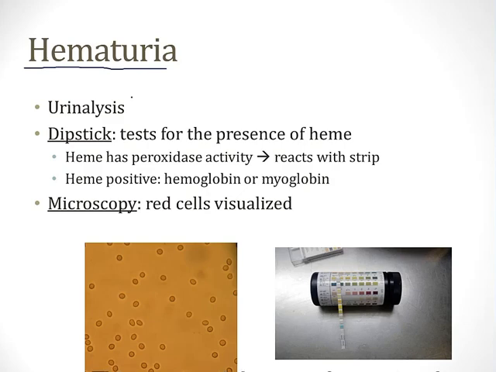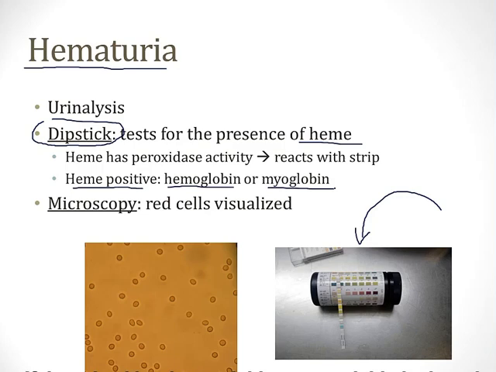There are two urine tests that are used to identify the presence of red cells in the urine. The first one is the urine dipstick test. The urine dipstick test involves taking a standard urine dipstick strip and dipping it in a sample of urine. It will detect a number of substances in the urine, including the presence of heme. Heme has peroxidase activity. It will react with the strip, so the dipstick test will be heme positive if there is either hemoglobin or myoglobin in the urine. Usually when this test is positive, it means there's blood in the urine. However, it can also be positive in rhabdomyolysis when there is myoglobin in the urine.